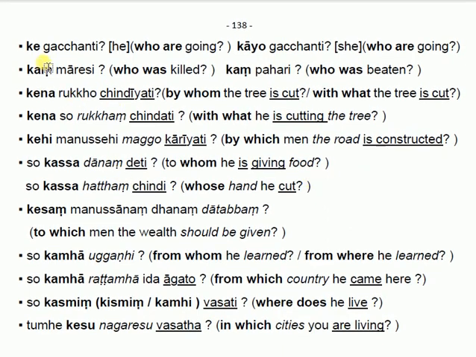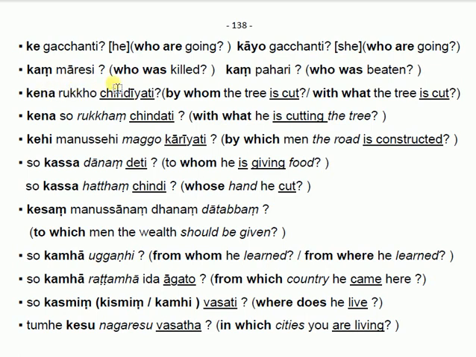Now down here plural, ke gachanti. So again here who are going, ke gachanti, for masculine gender. So we place he here. And kayo gachanti means who are going. So she, that will be feminine gender, who are going. Kayo gachanti.